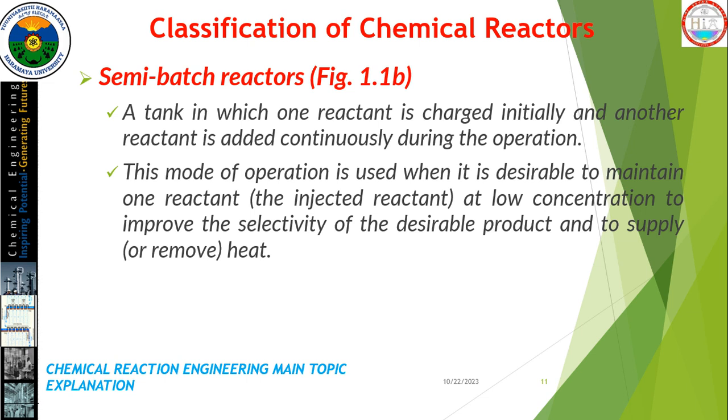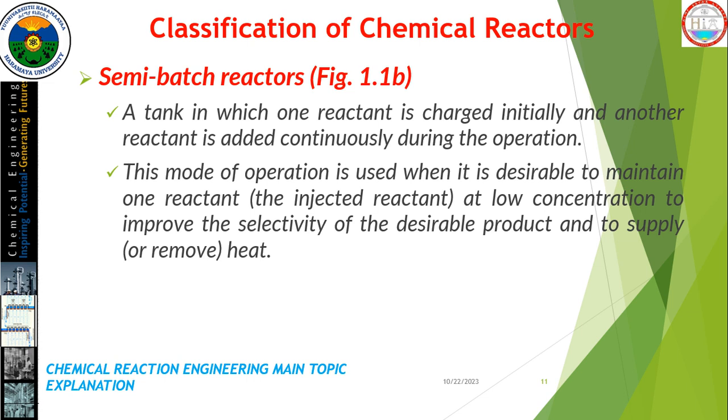In a semi-batch reactor, one reactant is charged initially and another reactant is added continuously during the operation. So there are two mechanisms. In the first, the tank is initially charged with one reactant. On the other hand, the other reactant is added continuously during the operation. Such a reactor is considered a semi-batch reactor, which means that it has the features of batch reactors and the features of continuous reactors.